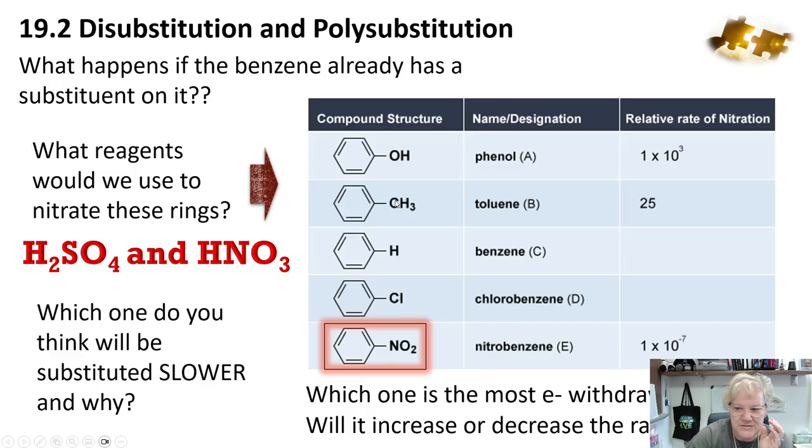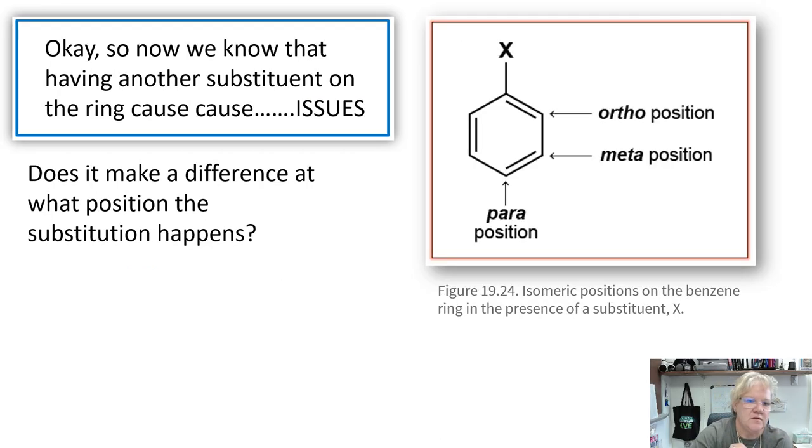So the methyl group is a little slower, still faster than a hydrogen because of inductive effects. Here's just a regular old benzene. And then chlorine is slower, so it must be, is it electron withdrawing or electron donating? It's electron withdrawing, slower. So we now know that it can cause issues depending on if it's electron donating or electron withdrawing.